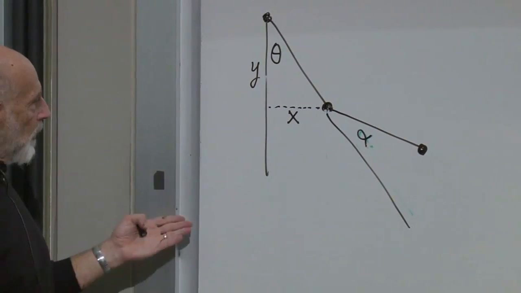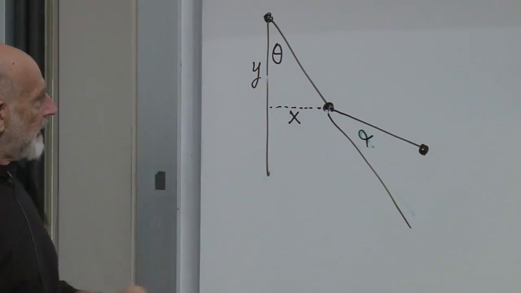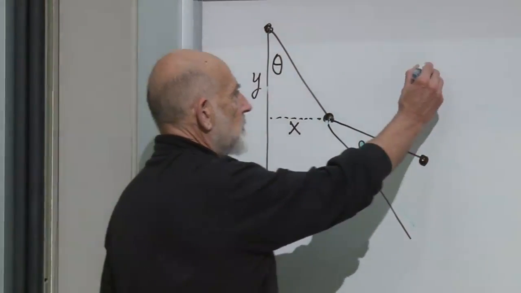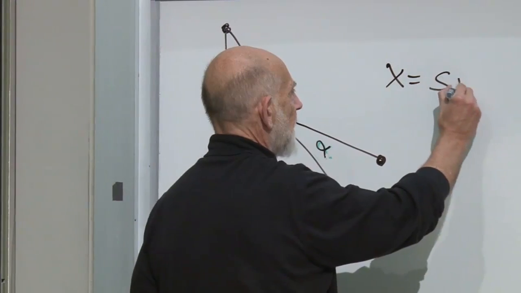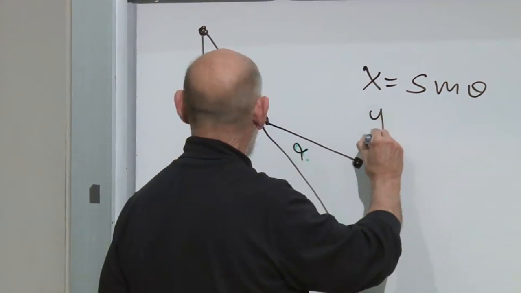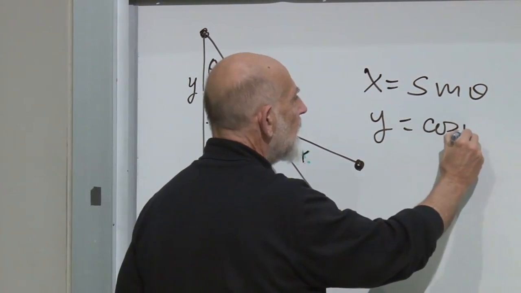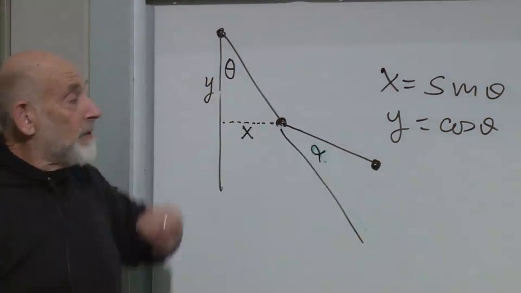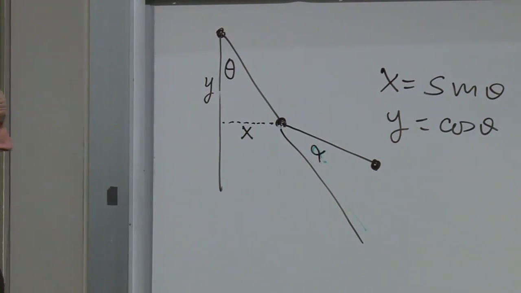Okay, so what is the relationship between x, y, and theta? Well, first of all, x is equal to sine theta. Y is equal to cosine theta. So x and y are not new variables. They're just sine theta and cosine theta, that's all.